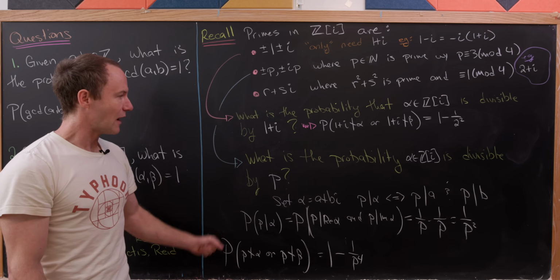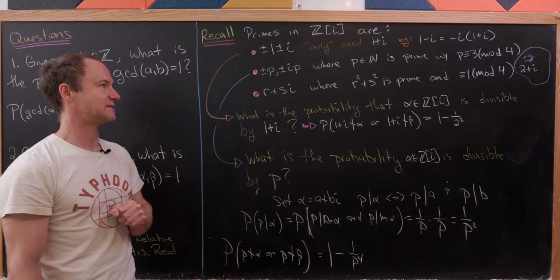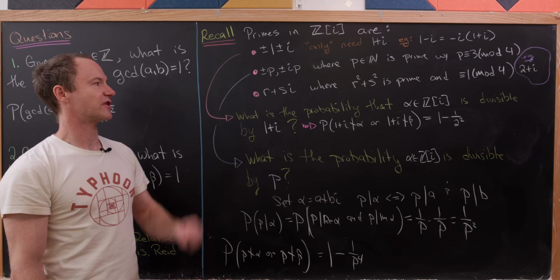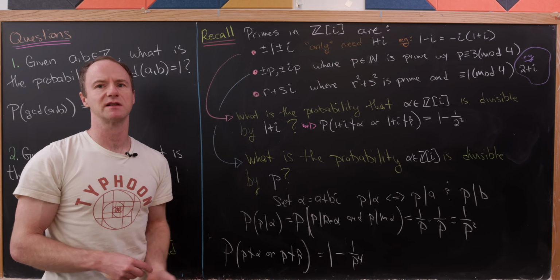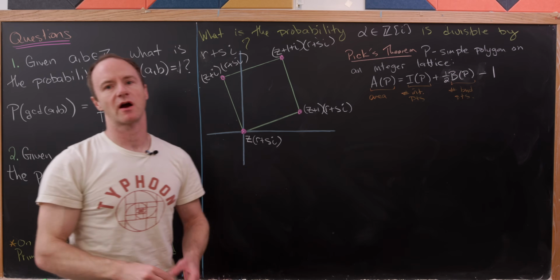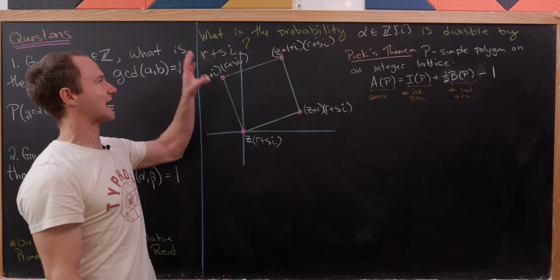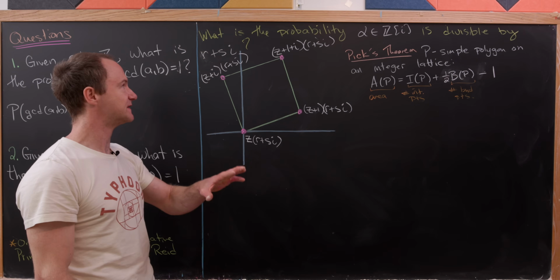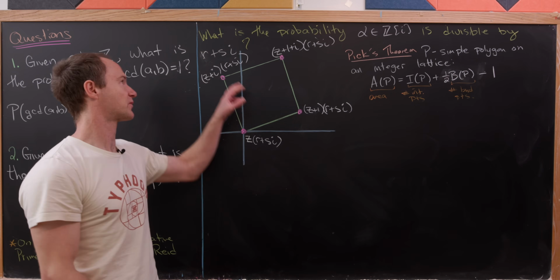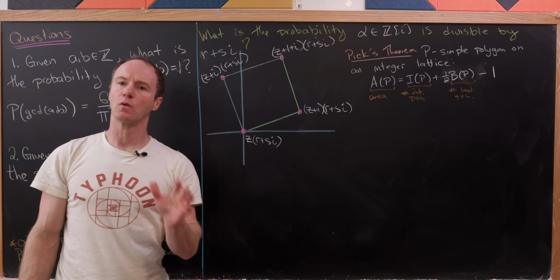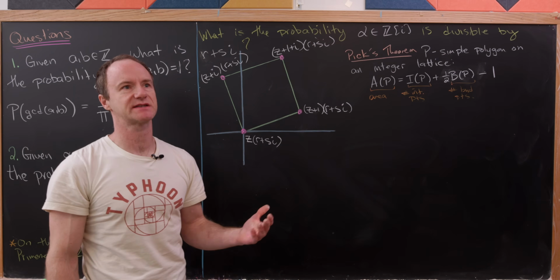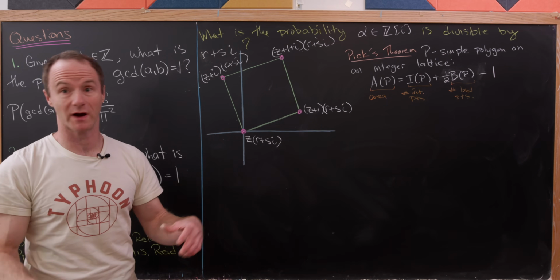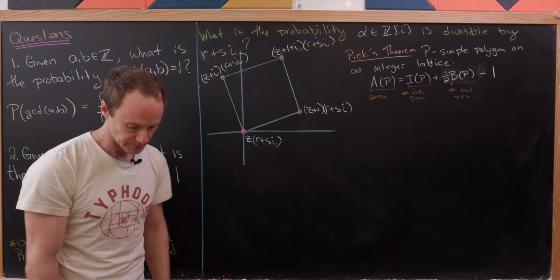Okay, so now we've got these two types of primes taken care of. Now let's look at the third type of prime, which is going to take a little bit more work. Now we're going to look at our third type of prime, and we're going to answer this question. What's the probability that a Gaussian integer alpha is divisible by this third type of prime, r plus si, where let's recall that r squared plus s squared is congruent to 1 mod 4 and its prime itself.